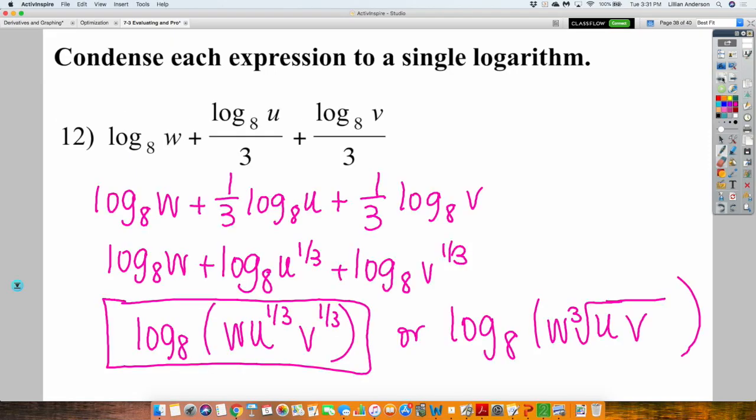logarithms. Okay? So, work on your homework. Bring any questions you have to class for our next class.